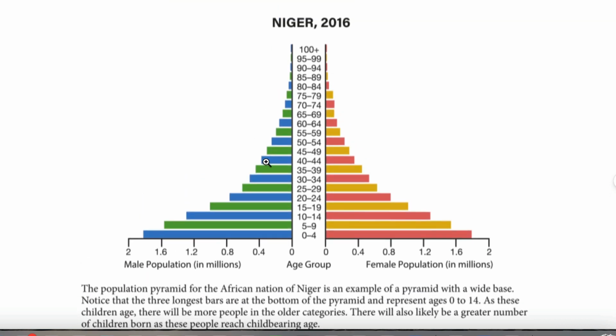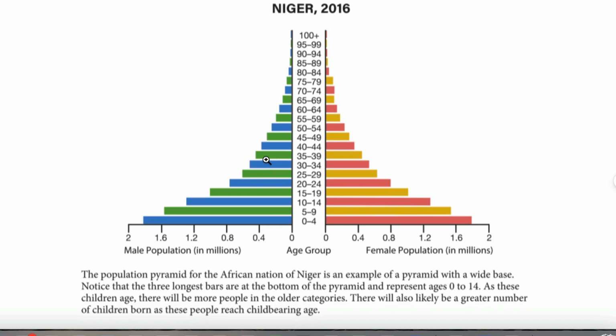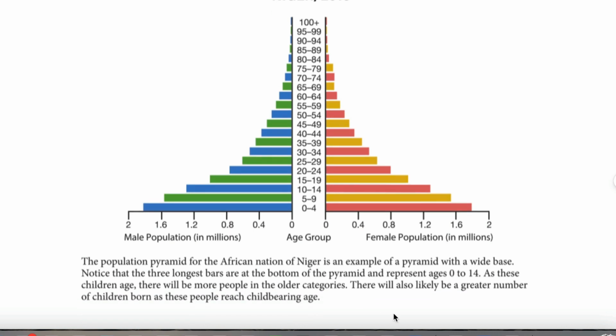from 2016. So if we just look at this population here, we can see that it has a very wide base. Notice that the three longest bars are at the bottom of the pyramid and represent ages 0 to 14, so those children. As these children age, there'll be more people in the older categories, but there will also be likely a greater number of children born as these people reach childbearing age. So it results in really explosive population growth.